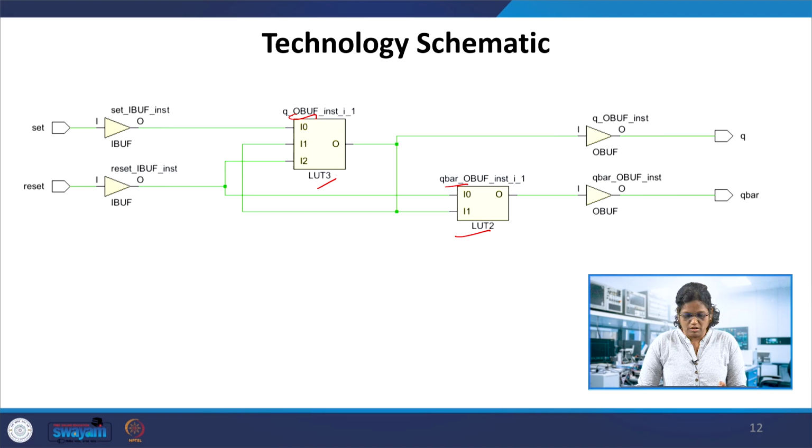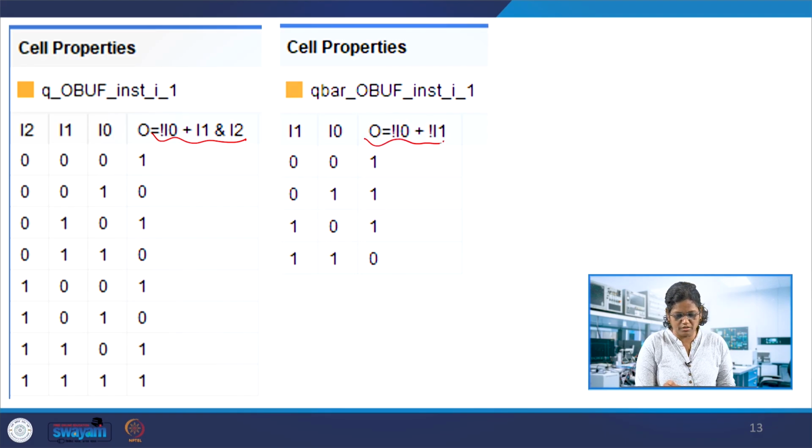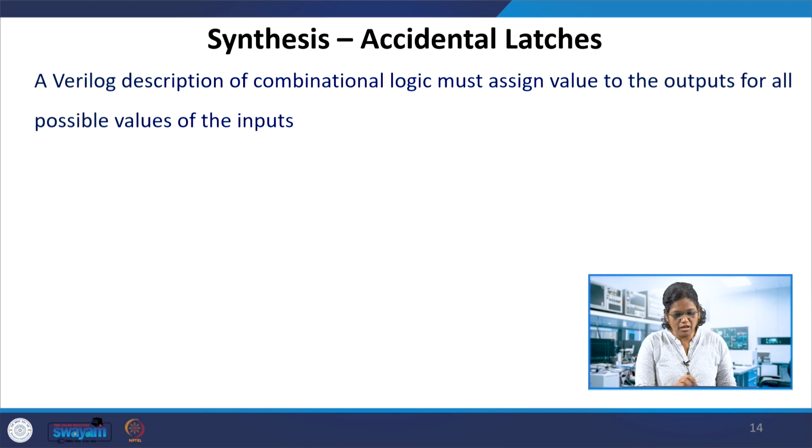So it's a technology schematic and its truth table, where the Boolean expression has been obtained, like invert of I0 plus I1 and I2, invert of I0 and invert of I1. This is the minimization done in the synthesis process. The LUTs are being used for it. So that's a latch formation due to the feedback, and the code which we had written itself formed the feedback. So a feedback-free description will be synthesized into combinational logic, otherwise this becomes a sequential latch.